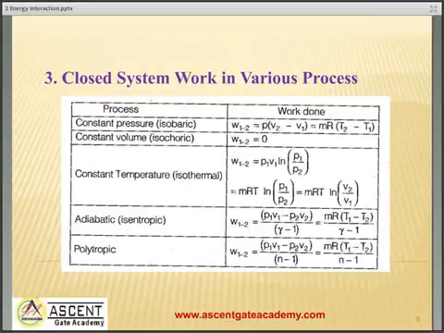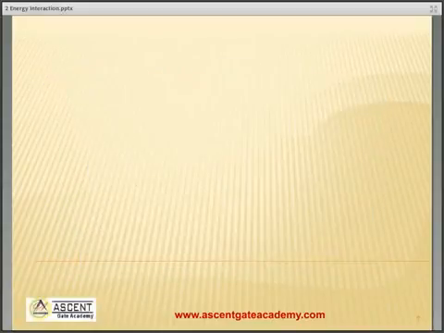For an isothermal process, work done is equal to P1V1 ln(P1/P2) or P1V1 ln(V2/V1). This P1V1 can further be written as mRT1. For an adiabatic process, work done is (P1V1 − P2V2)/(γ − 1) or mR(T1 − T2)/(γ − 1). For a polytropic process, work done is (P1V1 − P2V2)/(n − 1) or mR(T1 − T2)/(n − 1).